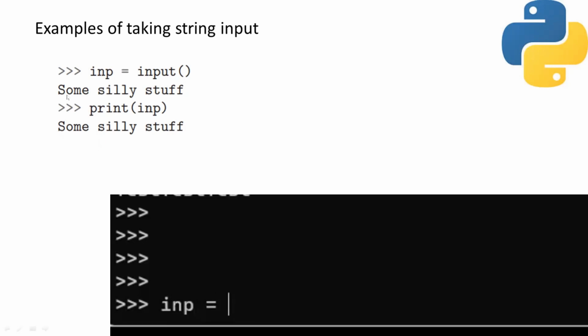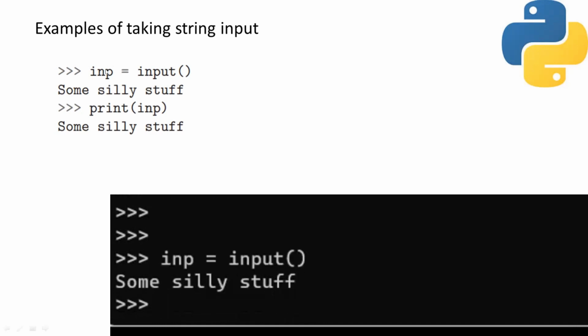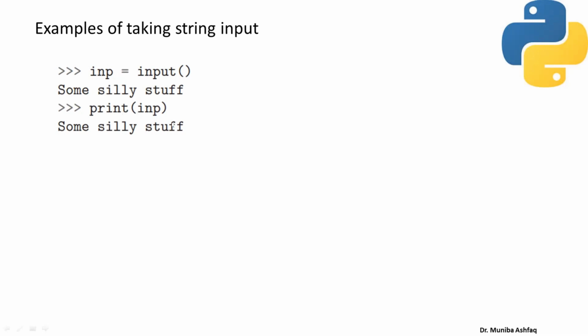The user enters some silly stuff, right? And whatever he enters, like here he enters some silly stuff, would be assigned to inp. At this point it wouldn't display anything, but we can print this value using the print function. So whatever is assigned to inp, here the string "some silly stuff", would be displayed on the screen.